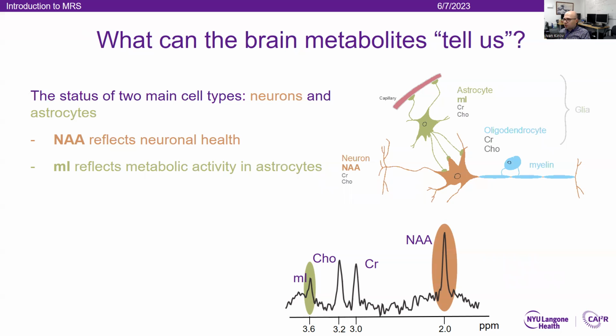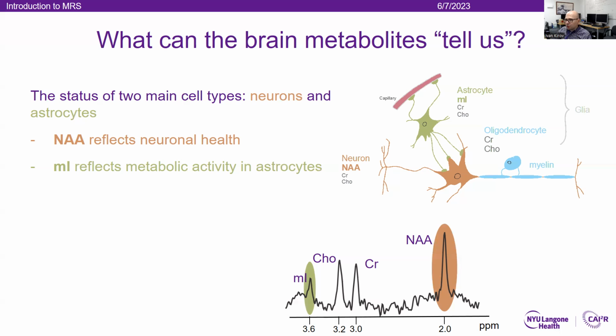What can the brain metabolites tell us? Why are we interested in measuring them? They can tell us about what is going on in the brain, and specifically in the different cell types of the brain. The brain is composed of neurons and glia, the glial cells being astrocytes and oligodendrocytes. And 2 of these metabolites that we can detect with proton MRS are markers for a certain cell type.